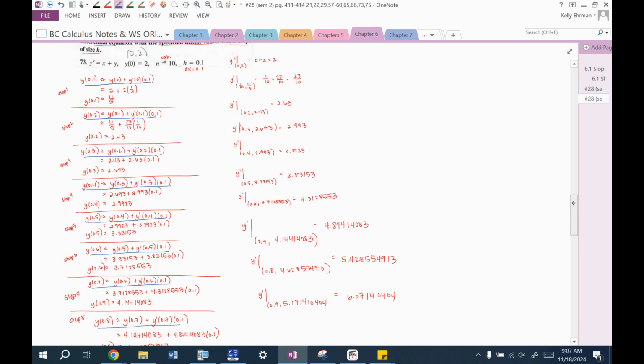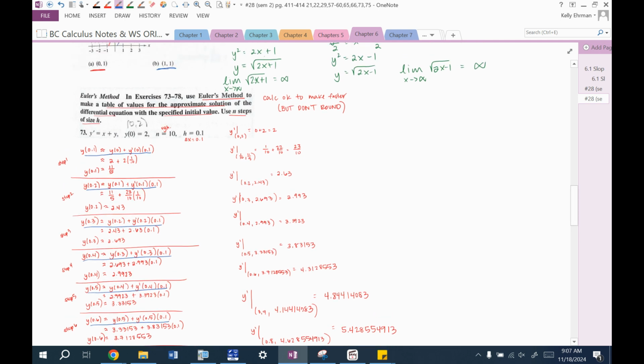So what is Euler's method? You take a step. This says step size is 0.1. You're starting at 0. So start at 0, 2. So I'm going to take one little step up to find y of 0.1. So I start at the beginning point, y of 0, add the slope at 0 times the step size. That's your formula every single time.